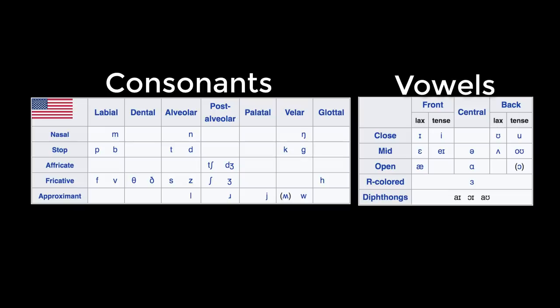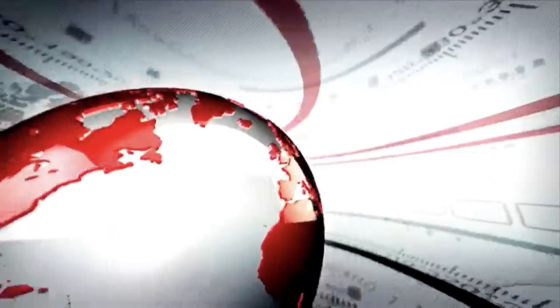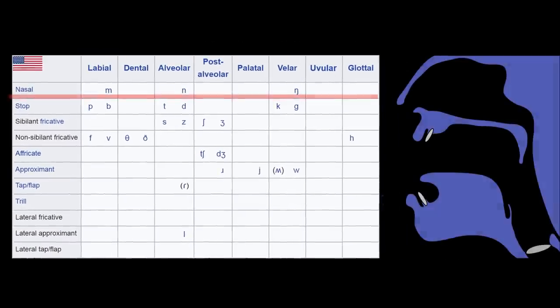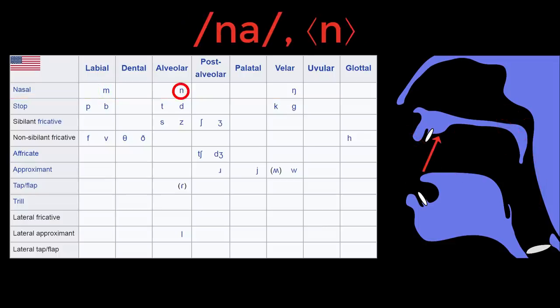This is General American. It's the accent that newscasters use, while also over-articulating and being dramatic with emphasis. In General American, you basically get the standard consonants for English. On the top here, you have the sounds where air is blocked off from the mouth and comes out the nose. Ma, na, nga. Take note of what your tongue does for each sound.